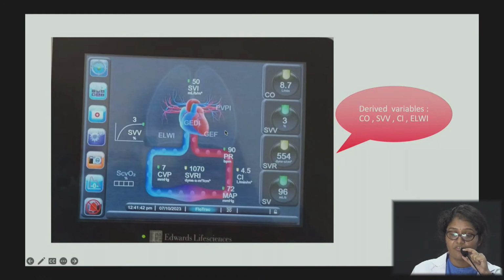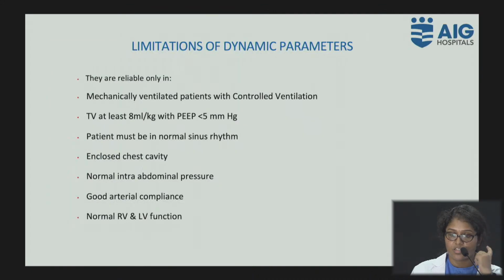So this is a graphical representation. As said earlier, these are the derived variables in our FloTrac. The limitations of using dynamic parameters are that they are based on the cyclical changes during mechanical ventilation, so they can only be used in patients who are mechanically ventilated.